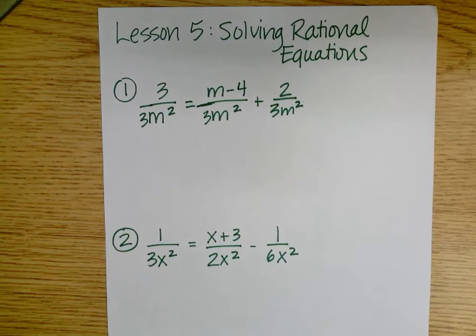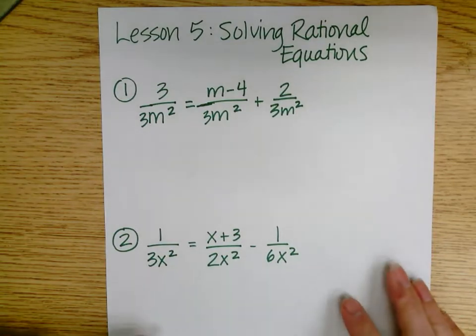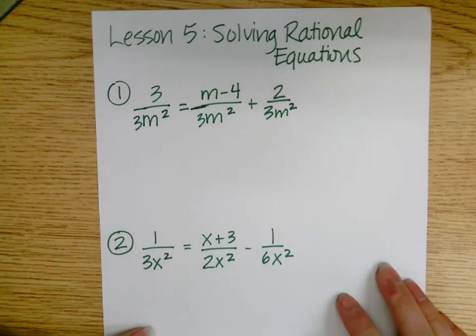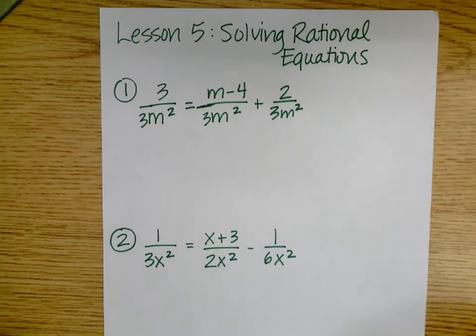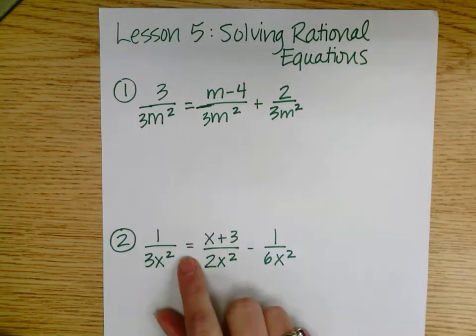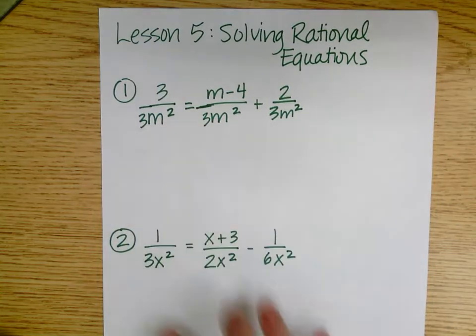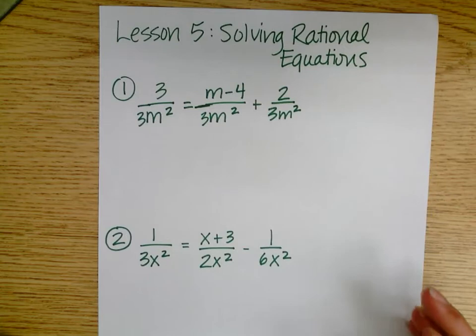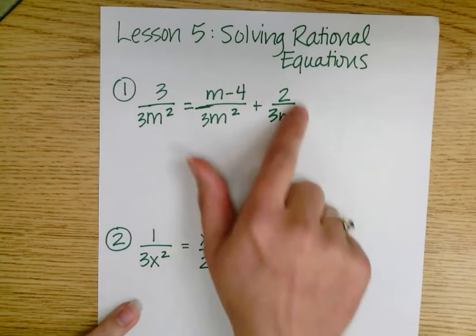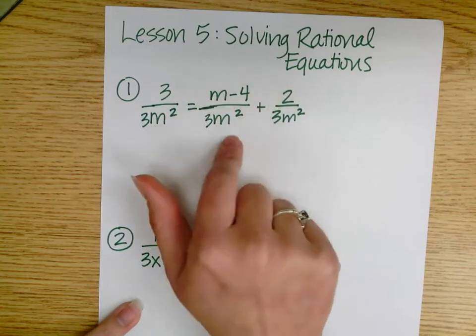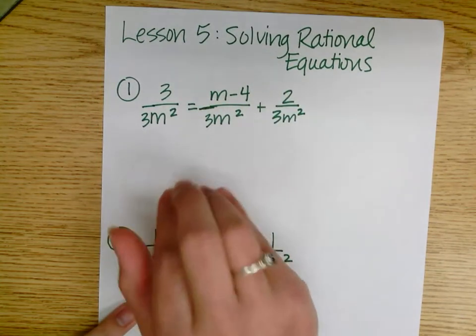Alright, this is the last lesson, lesson 5, and we're going to solve some rational equations. So we're going from expressions to equations. Notice I have some equal signs. I have these terrible fractions that we've been working with. It'll be okay. But this is pulling a lot of the stuff that we've already done together. So we're going to be doing some addition, and I'm going to show you how to solve for a variable.